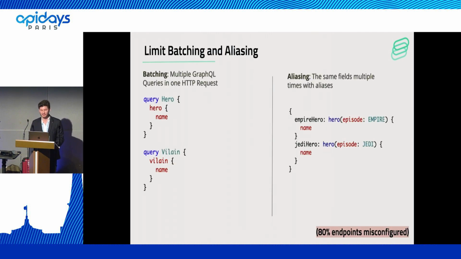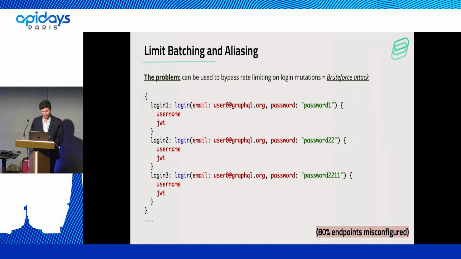First, we need to limit batching and aliasing. Batching is when you put multiple GraphQL queries in one HTTP request. And aliasing is when you put the same field multiple times inside one single GraphQL query. The problem with batching and aliasing is that it can be used to bypass rate limiting if the rate limiting is done on the HTTP layer.